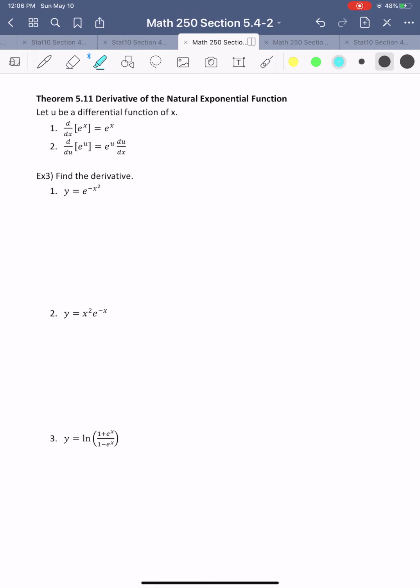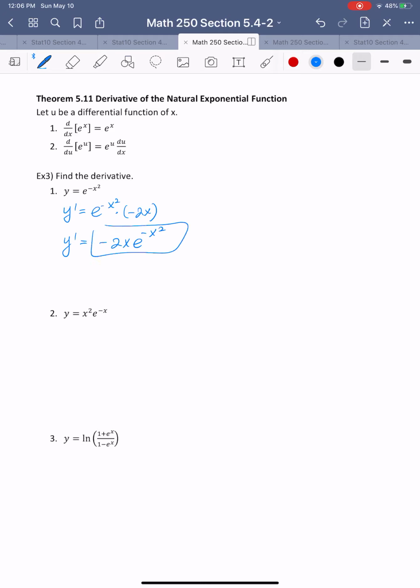Okay, all right, so let's solve it out. But before we do, the theorem for the derivative of the natural exponential function. The derivative d/dx of e to the x is e to the x, and d/dx of e to the u is e to the u times u prime, so you need to use the chain rule for the expression u. So y prime is e to the negative x squared, and then you have the derivative of the exponent, negative 2x. So y prime is negative 2x e to the negative x squared.